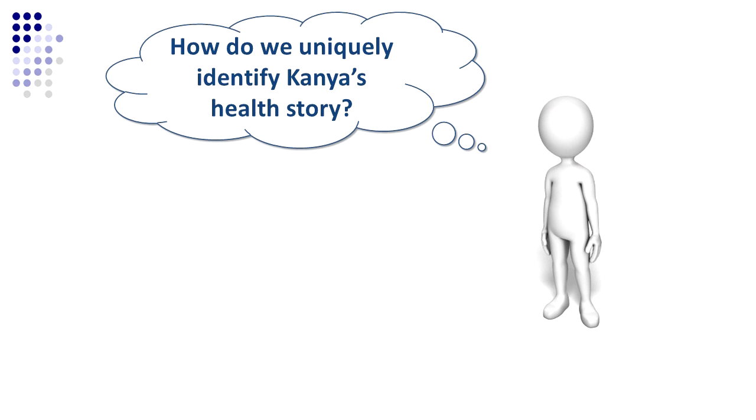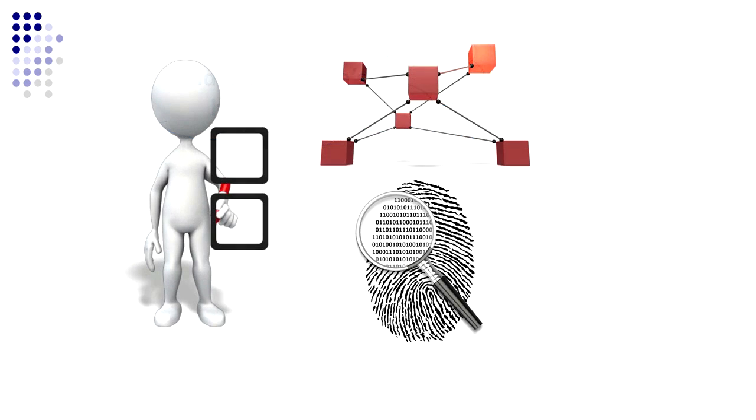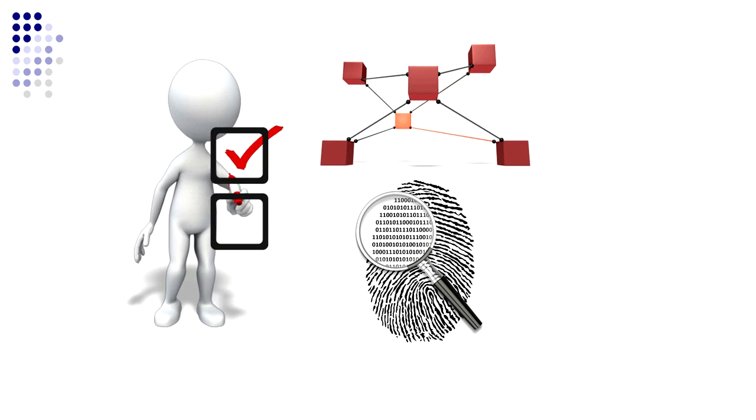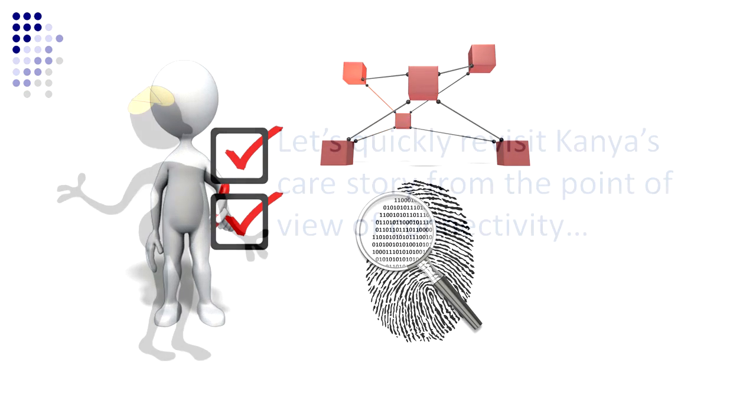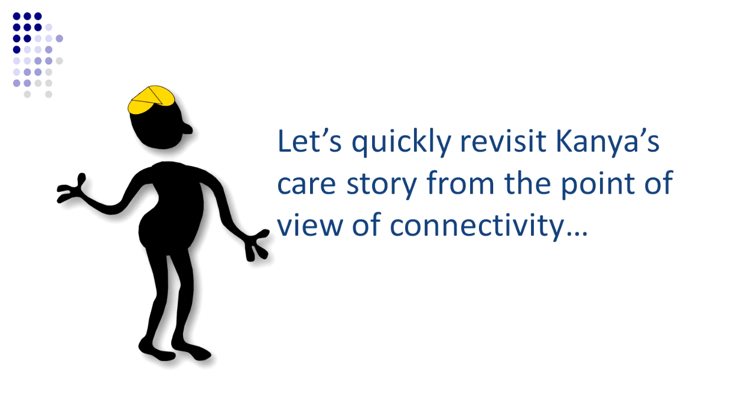To be clear, we're actually talking about two distinct but complementary things, and we need them both in order to be able to track Kanya's health story. Thing number 1 is connectivity. There must be a way to connect the separate databases that contain health information. Thing number 2 is identity. There has to be a way to tell which information is about Kanya. Let's relook at Kanya's story from a data management point of view.